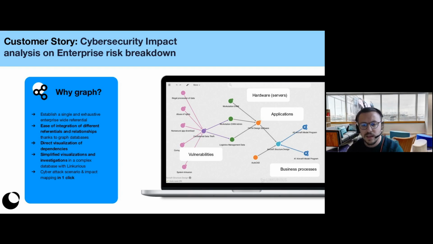So the idea is that they had a way to visualize directly dependencies between, for example, vulnerabilities such as abuse of rights, system intrusion, and really concrete downstream effects on their production. They can also, in just one click, run some cyber attack scenarios. So have some simulations, like typically, if I'm working in this business unit, what is my main exposure in terms of cyber threat? Where do I need to reinforce, put the most security, for example, and really run those simulations.